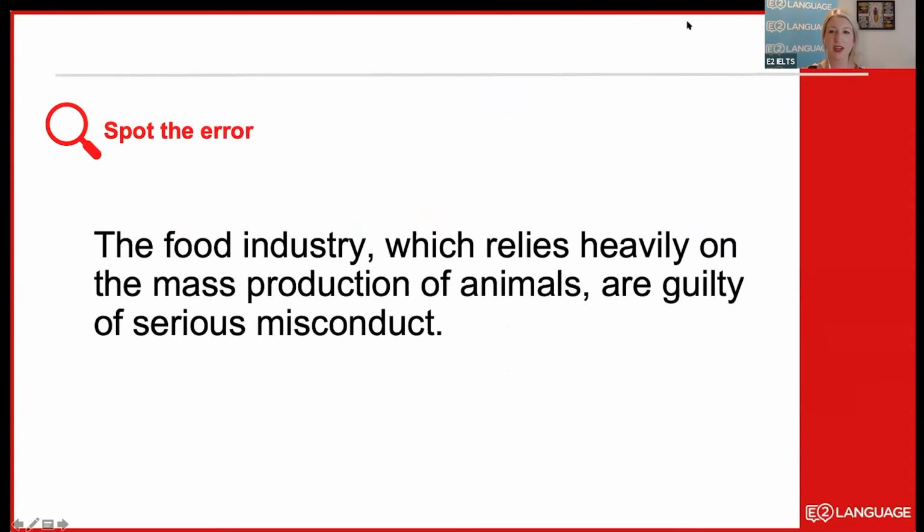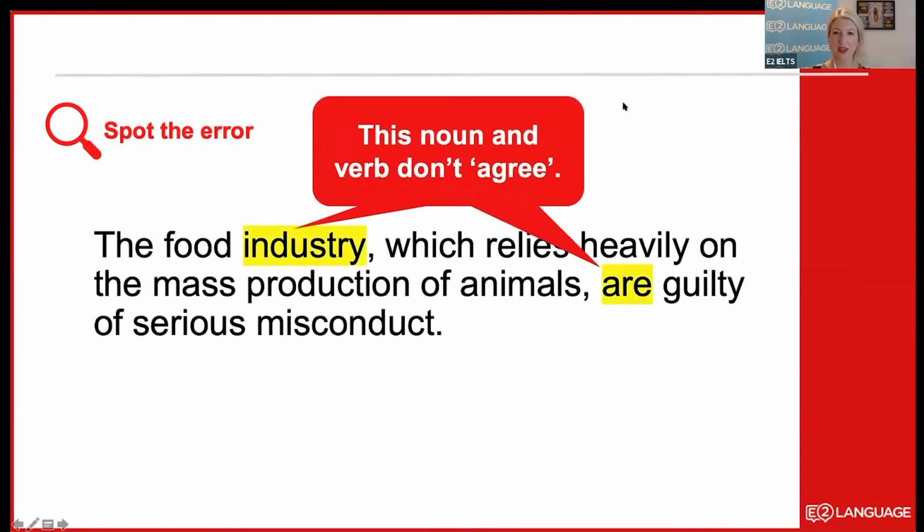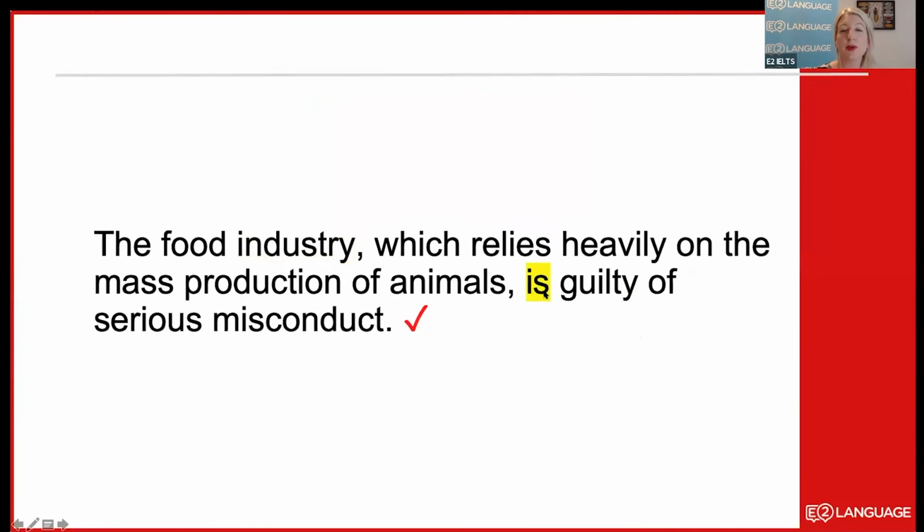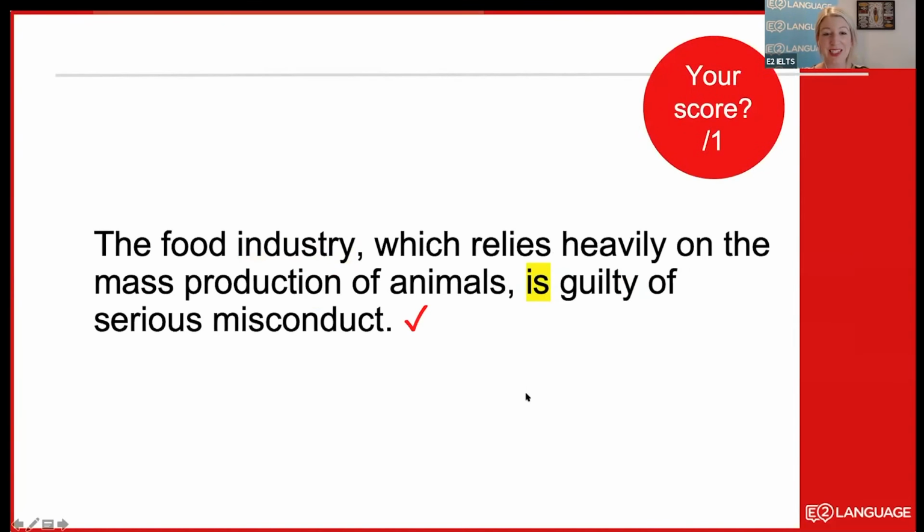Yeah, good. Okay. Here is a sentence. Can you see the error? I'll read it. The food industry, which relies heavily on the mass production of animals, are guilty of serious misconduct. Where's the problem here? Very good. Yes. So this noun here, this verb do not match. They do not agree. The food industry, which relies heavily on the mass production of animals, not are. Very good. It should be is. The food industry is guilty. Well done. Okay, because this is not the subject, animals. This is the subject, industry. All right, first one, 1 point. Keep track, 18 points, remember.